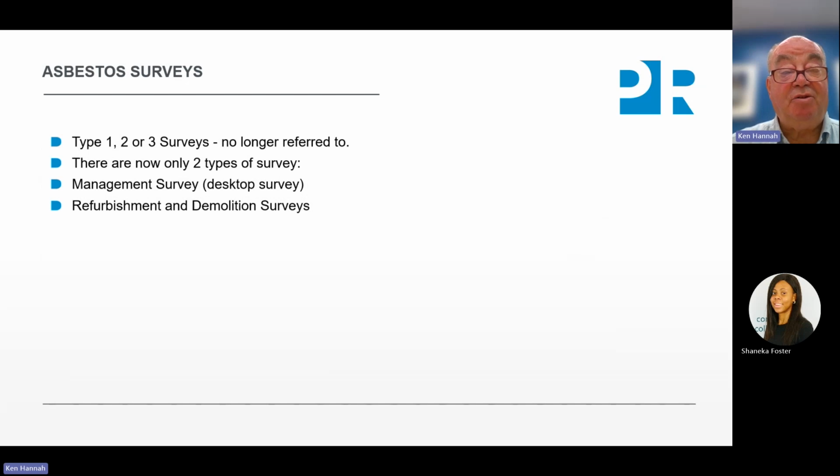So the old issue of management surveys being sufficient is no longer the case and hasn't been since 2012. There are only two types of survey. The desktop survey, which is now known as the management survey, where you're just really doing a dynamic risk assessment. What's the age of the building? What are the chances it's got asbestos?